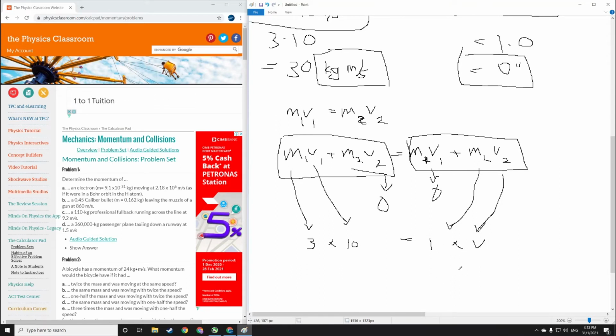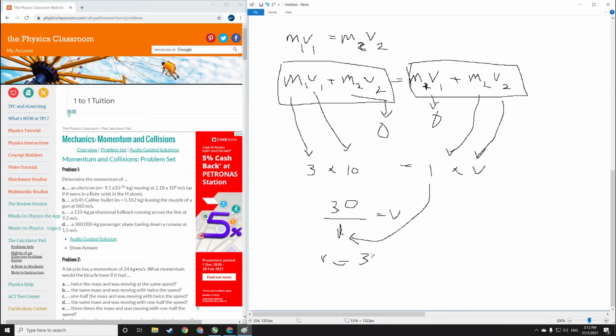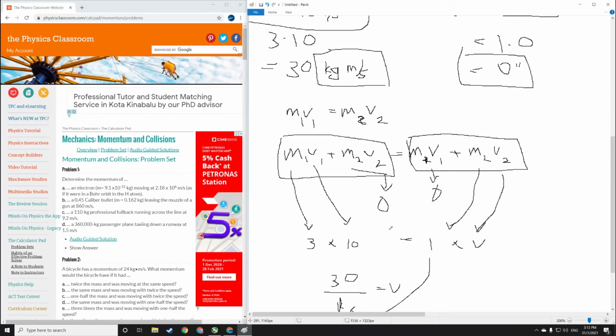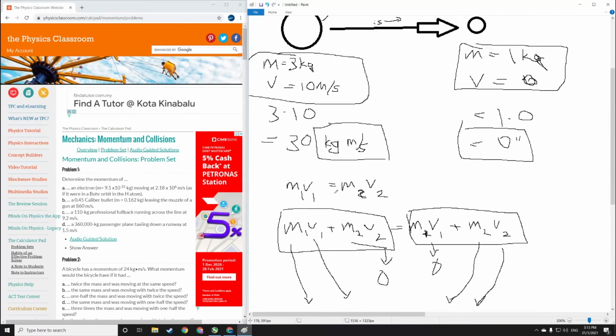And from there, it becomes very simple. We know the mass and we know the momentum here, so we say 30 over 1 equals v, because we just move it to the other side. So what we find is our velocity is nothing but 30 meters per second. It's as simple as that. And so that's how we deal with momentum and the conservation of momentum.